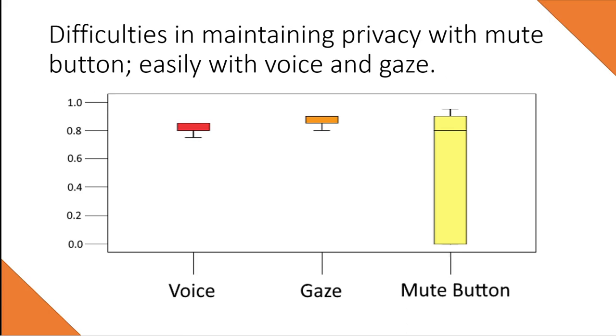Here we see that for both voice and gaze, participants were able to keep the microphone muted most of the time. For the mute button, though, there was a lot of variability, with participants often forgetting to press it or pressing it too late. Thus, they were less able to keep conversations quiet with the mute button. What's scary to think about is that this was done in a context where participants were explicitly told to keep the conversation muted. In a context where this is not brought up explicitly, the failure rates may be much higher. So those were the main results.